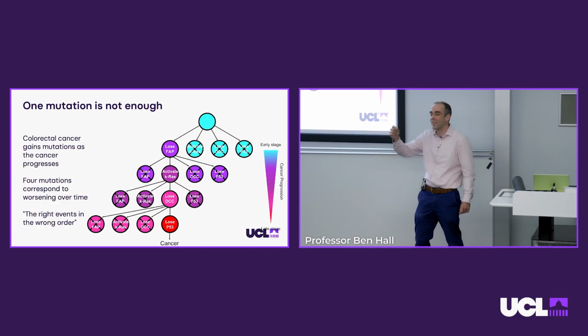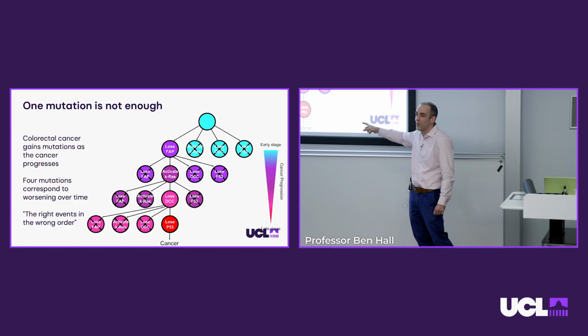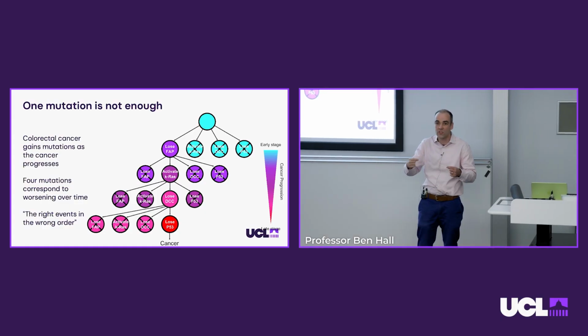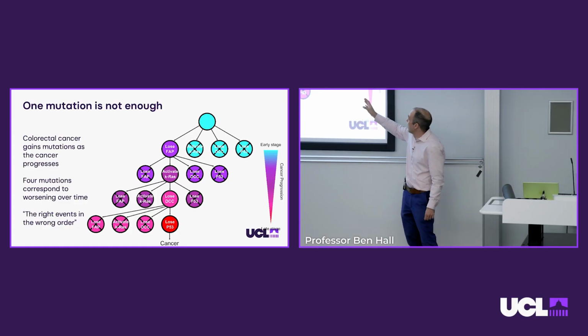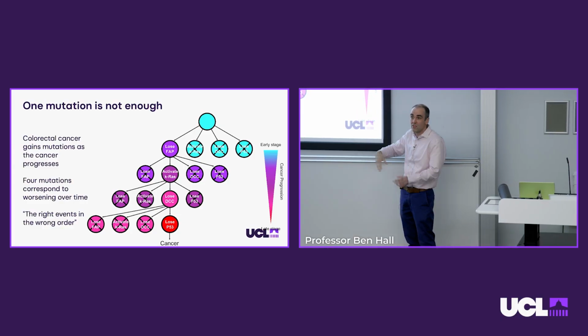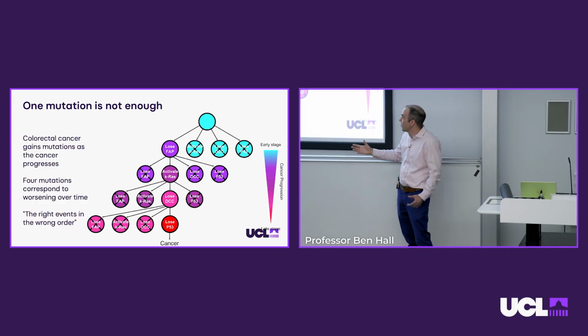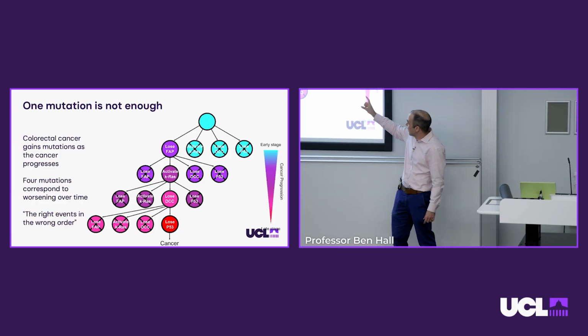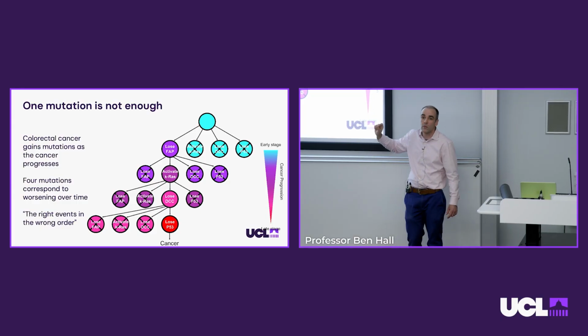You have to have them in exactly the wrong order if the cancer is to develop. If you have these mutations in alternative order, these pathways may not lead to cancer development. It may be because they're unfit, they may even be lethal to the cell, or they may just lose some of their carcinogenic potential. But either way, for the tumor to successfully develop, you have to have the right events in exactly the wrong order.